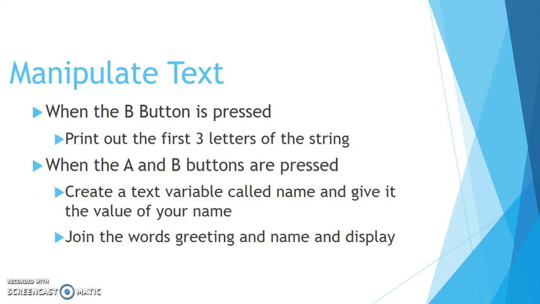The next thing we will do is when the B button is pressed, we'll print out the first 3 letters of the string, so that's going to use the substring functionality. And finally, when the A and B buttons are pressed together, we create a text variable called name and give it the value of your name, then join the words greeting and name and display that. In my case, I would set name to Pam, and it will just say hello Pam. So we'll go to makecode.com now and create this project.